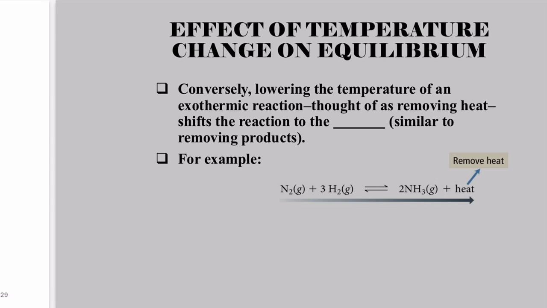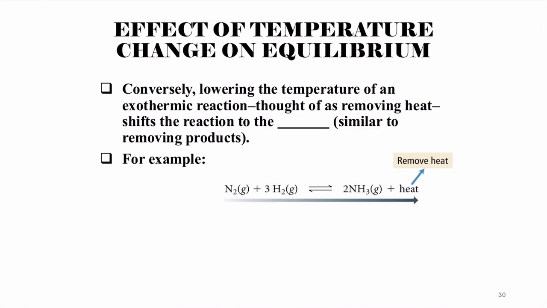If we conversely lower the temperature, that's like removing our product of heat, right? We remove this, and the reaction shifts to compensate, so this is like taking temperature away. The reaction is going to shift to increase the temperature of the system. We do that by causing an exothermic reaction to happen, right? As the reaction happens, it releases heat. So we shift to the products in this case.